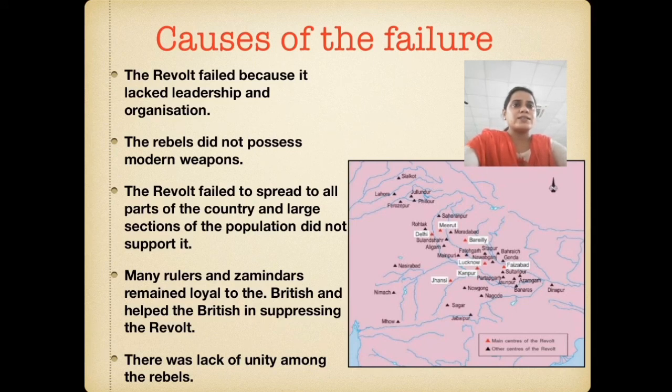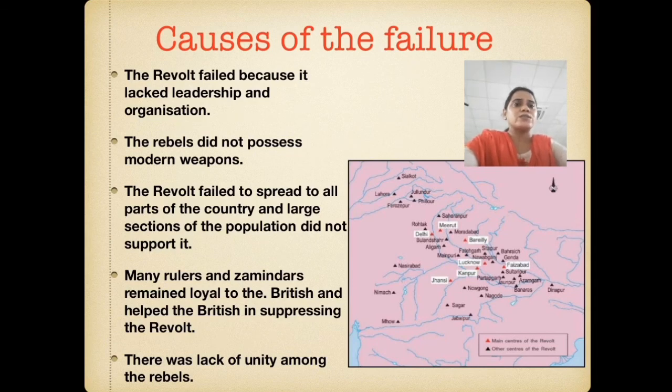The first is that the revolt failed because it lacked leadership and organization, which means there was no leader to guide and command. The rebels did not possess modern weapons. There was also a lack of discipline as compared to the well-trained and well-equipped British troops. The revolt failed to spread to all parts of the country and a large section of the population did not support it.